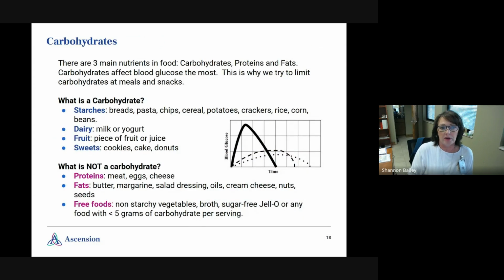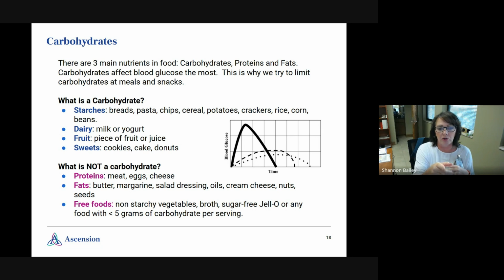So what is a carbohydrate? In our food that we eat every day, there are 3 main nutrients: carbohydrates, proteins, and fats. Carbohydrates are the foods that are going to affect a patient's blood sugar the most. And this is why we're counting grams of carbs on the meal trays, okay?